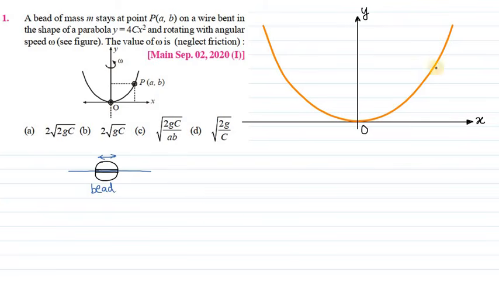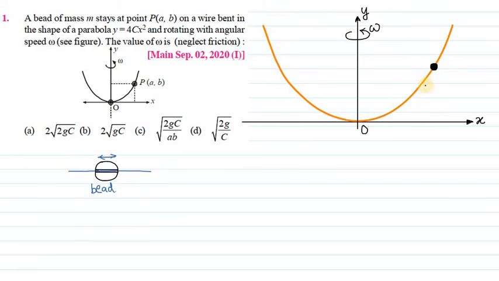So in this question, we have a bead which can slide easily on this parabolic wire. If you put the bead on the wire as it is, it will immediately slide down and come down here. But here the question says that this parabola is rotating. The whole parabola wire is given an angular velocity omega.